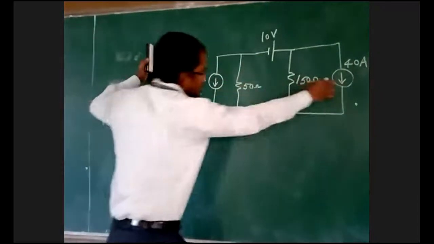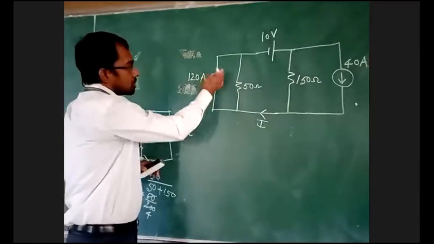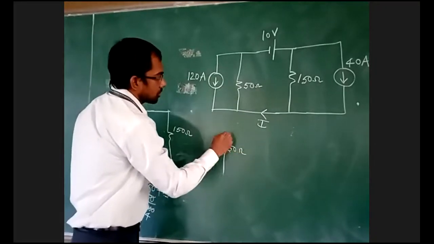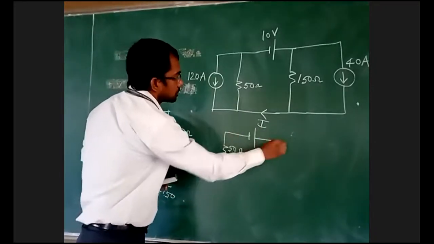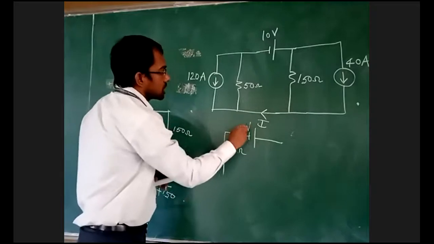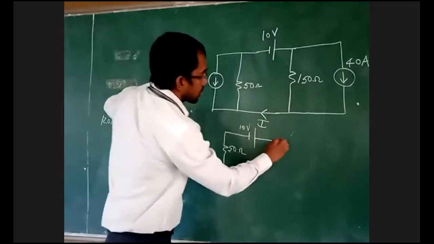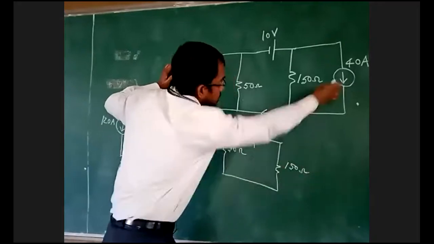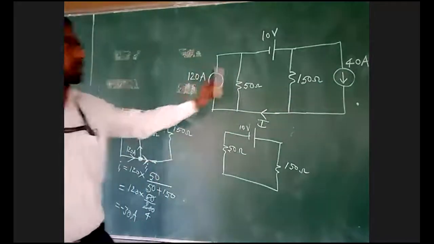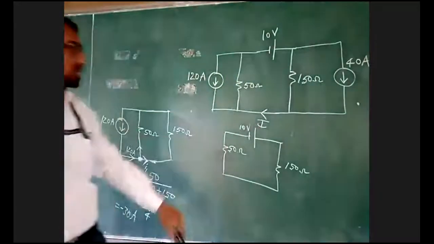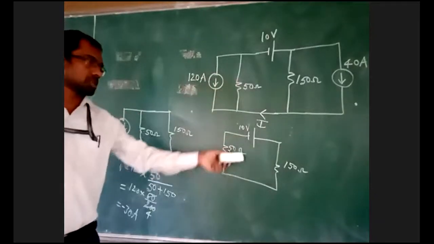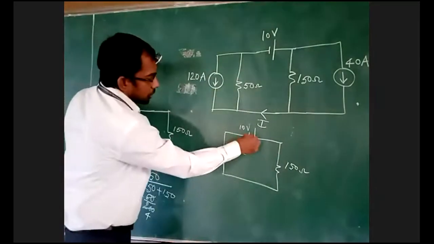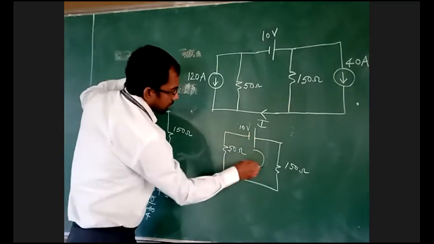I open these two. If I open these two, this branch is not there. Only 50 ohms is there, and here 10 volts is there, and here 150 is there. This is open, this is open. I am considering this voltage source. The remaining current sources will be open circuit. Then from negative to positive current will flow like this.